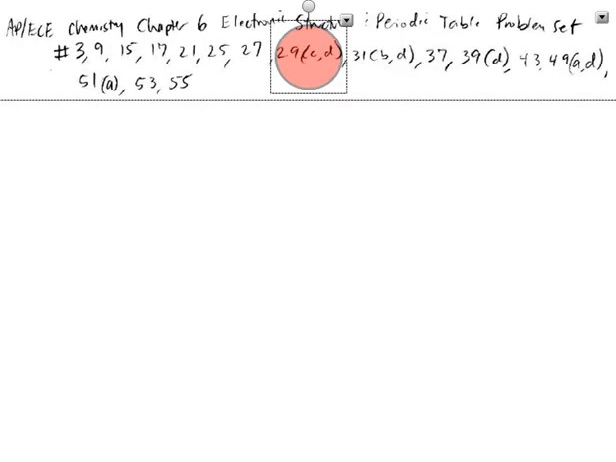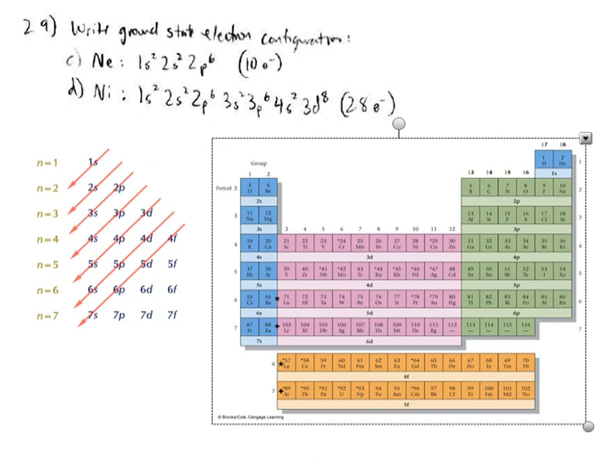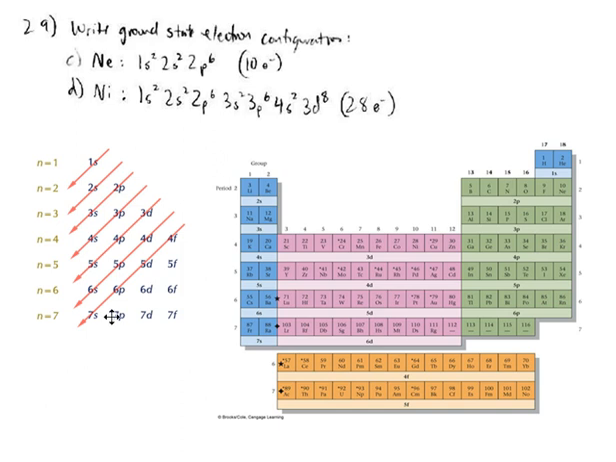Let's take a look at question number 29, parts C and D. You're asked to write the ground state electron configuration for neon and nickel. So you need two tools on this one. First is the periodic table, and then you also need access to the filling order, the Aufbau filling order.